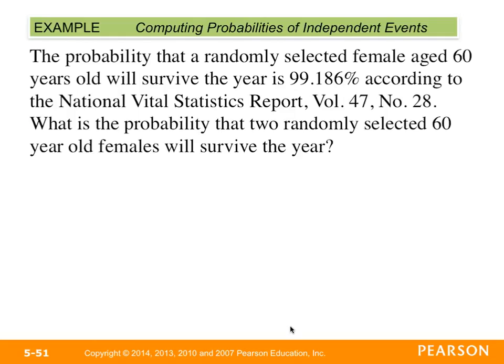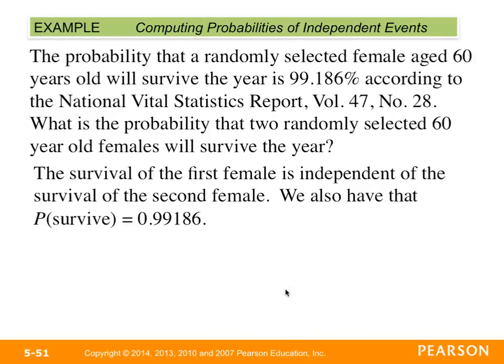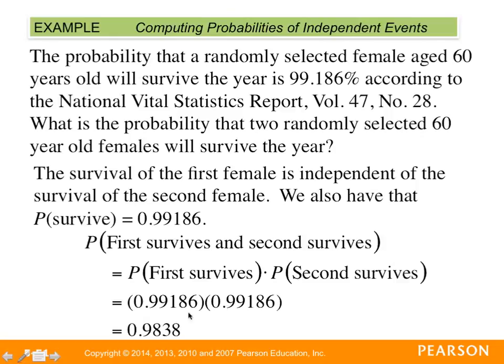So let's say that the probability that a randomly selected female aged 60 years old will survive this year is 99.186%, according to the National Vital Statistics Report. We want to know what is the probability that two randomly selected 60-year-old females will survive this year. These two things are independent events because one person surviving the year has nothing to do with the other. So all we have to do is just take 0.99186 and multiply that by 0.99186. And if we do that, we get 0.9838.